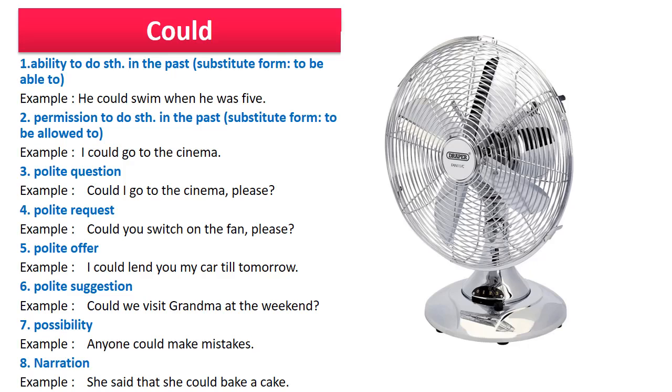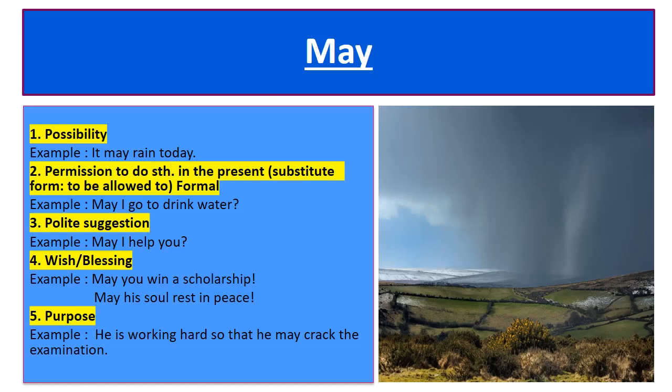Next modal verb is may. May expresses possibility. For example, it may rain today. So may shows strong possibility. Number 2, permission to do something in the present, but in a formal way. For informal, we use can. For formal way, when you are talking to your teachers, in the office, to the elders, in a formal manner. For example, may I go to drink water?